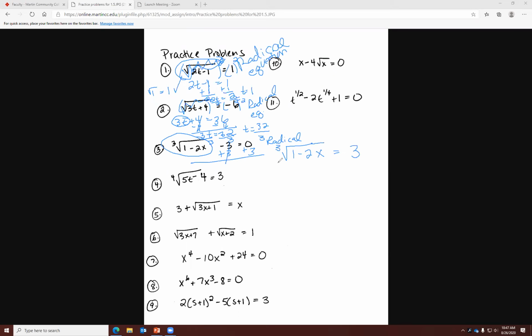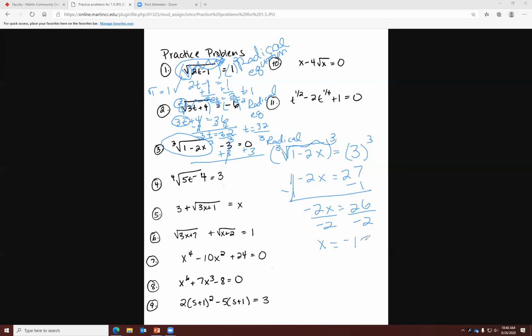All right, so now we want to get rid of the radical symbol. So this is the cube root. So instead of squaring this time, we're going to have to cube, because when you just have a regular square root, there's an understood 2 right here, okay? So these will cancel. You're left with 1 minus 2x equals, and then 3 cubed is going to be 27. And now we solve this like a linear equation. So we subtract 1, negative 2x is equal to 26. Divide by negative 2, divide by negative 2, and you get x equals negative 13.